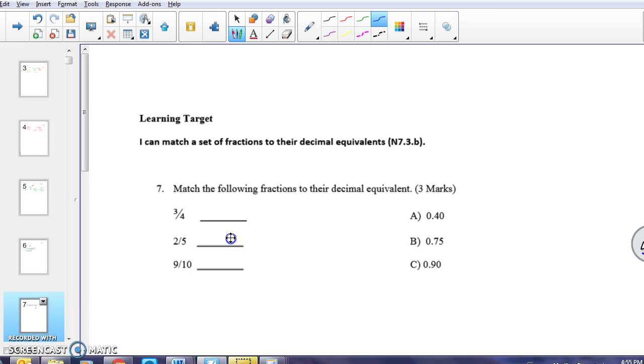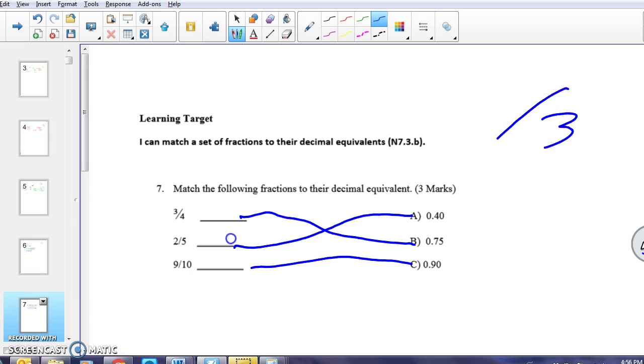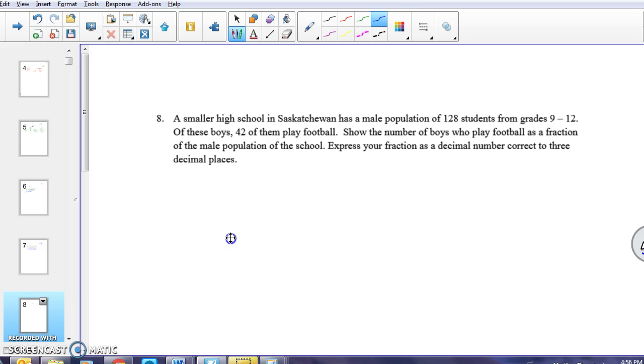Match a set of fractions to their decimal. This was in the first question, so I know that 2/5 is 0.4, and 9/10 is 0.90. So take a look at that. Give yourself a mark out of 3 for each one that you got correct.